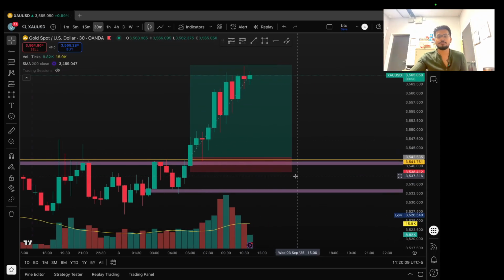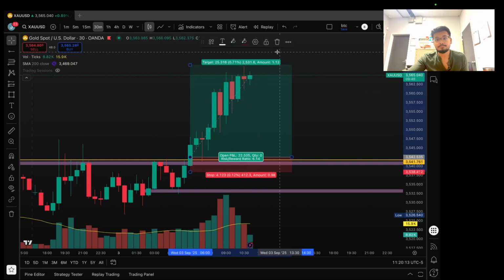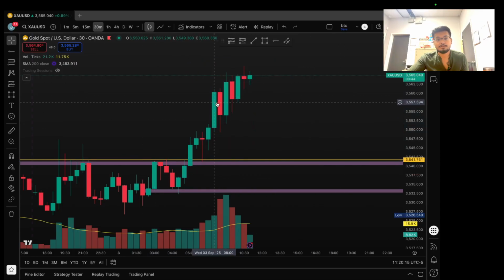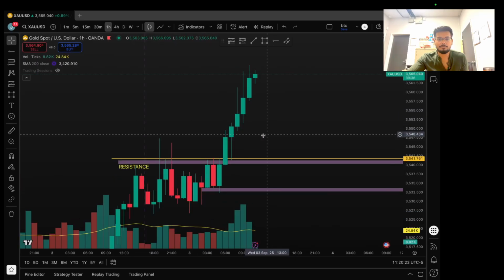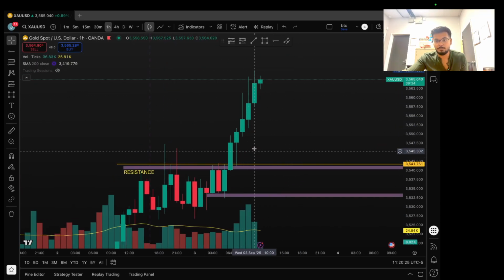And one more thing I would like to mention is, you see bullish, bearish, then again bullish, bearish, and then you jump to the 1 hour time frame, how much cleaner that looks.